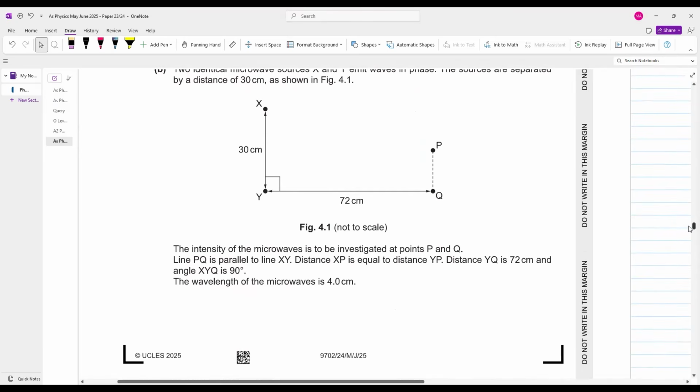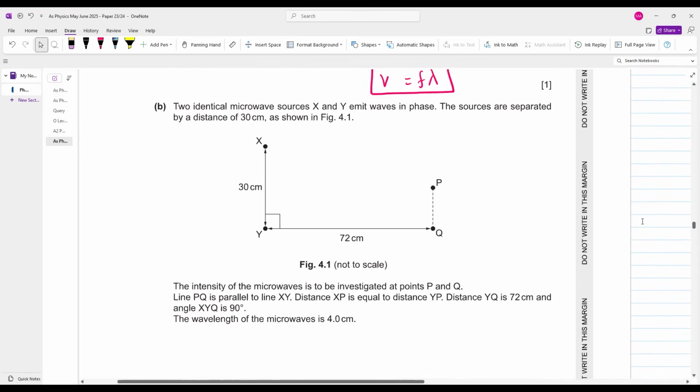I think there is a lot of information written here. Two identical microwave sources X and Y emit waves in phase. The sources are separated by a distance of 30 centimeter as shown. X और Y जो है वो 30 सेंटीमीटर से सेपरेटेड है.